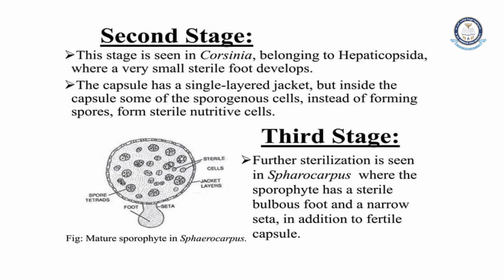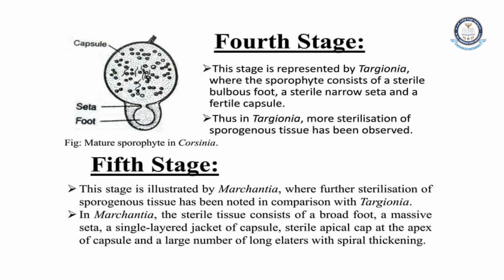Here you can observe this is the sterile cells jacket layer. This is the mature sporophyte jacket layer. Inside, sterile cells are present. This picture shows the mature sporophyte. And coming to the fourth stage, this is Corsinia.